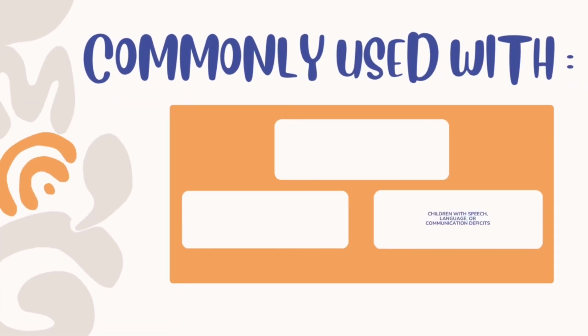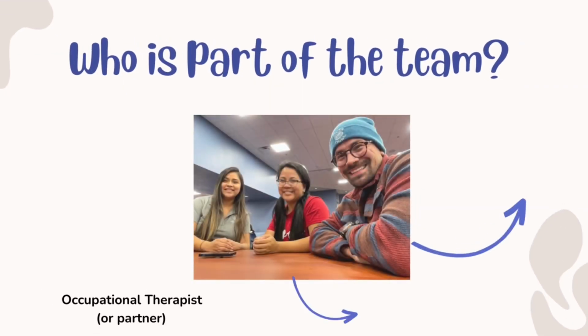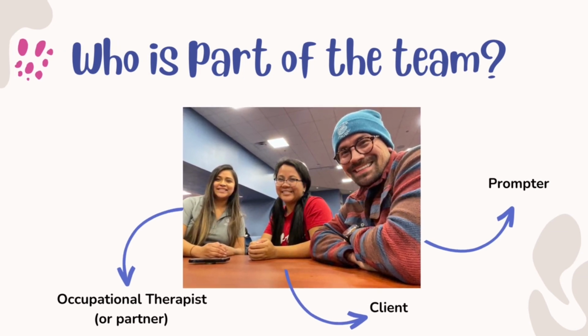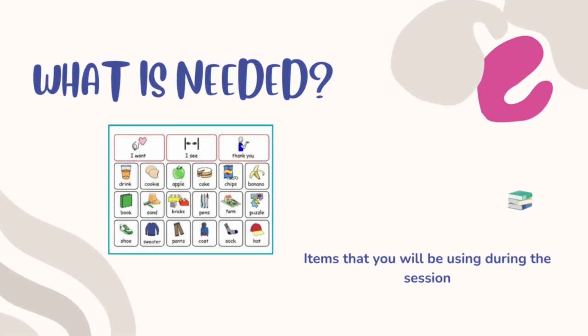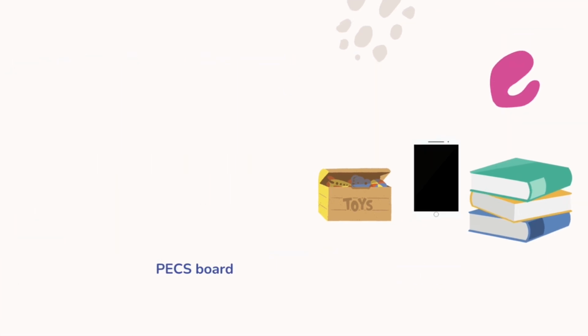PECS is commonly used with autistic individuals, adults with speech, language, or communication deficits, and children with speech, language, or communication deficits. The team will consist of an occupational therapist or a partner, the client, and a prompter. What is needed? You will need a PECS board and any items that you will be using during this session for that specific client.